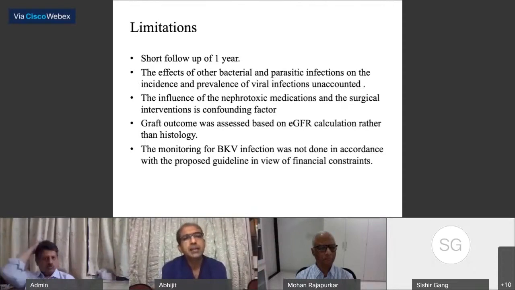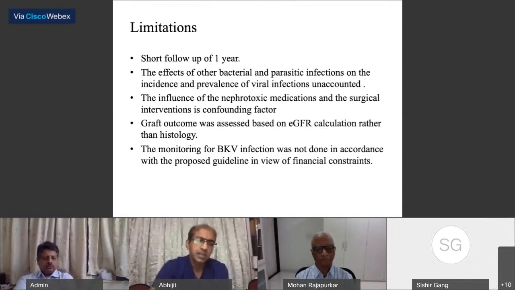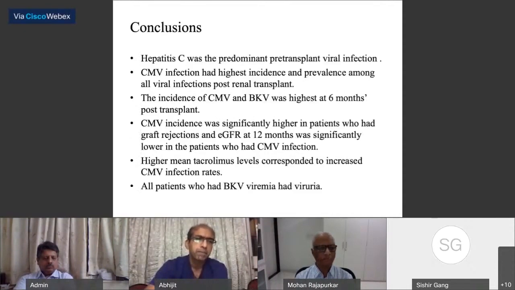In this study, we noted that the limitations were a short follow-up of 1 year, and the effect of other bacterial and parasitic infections on the incidence and prevalence of these viral infections remained unaccounted. The influence of nephrotoxic medications and surgical interventions was a confounding factor which couldn't be noted. Graft outcome was based on eGFR calculations rather than histology. And the monitoring of BK virus infection was not done in accordance with the usual guidelines in view of the financial constraints that are present with the transplant population.